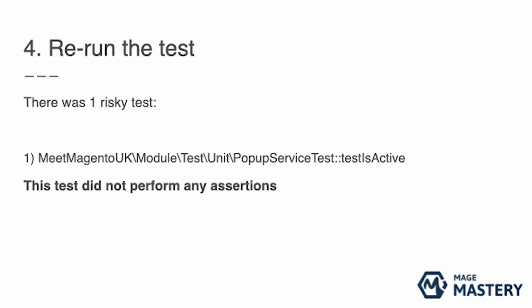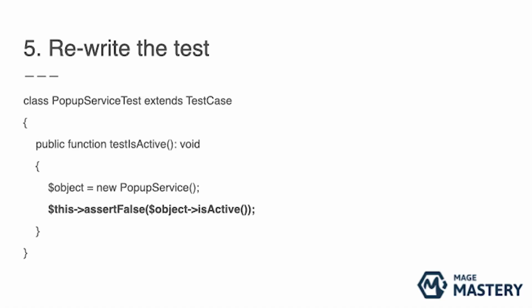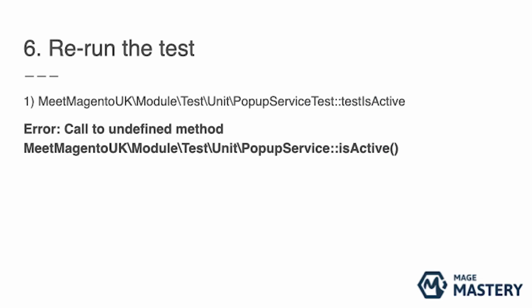And in my case, it says that I don't have any assertions. So from the fatal error that class does not exist, I have this test didn't perform any assertions. So it's a result. I can rewrite the test, and this is my next step. I'm adding one line of code, and I would like to implement the isActive method, and I would like to assert that this isActive method returns false. It's a default state of this method. I run the test again. I see that I don't have this method, obviously, because I haven't implemented it.